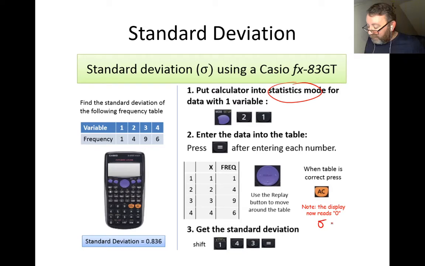This symbol here, this is what we call sigma x, which is number 3, and then we press equals, and what do we get? 0.8366, or 0.837 if you want to round off to 3 decimal places. Okay, so that's as easy as you get the standard deviation.